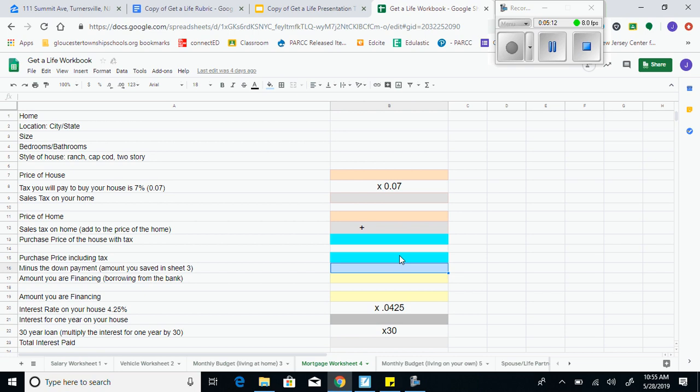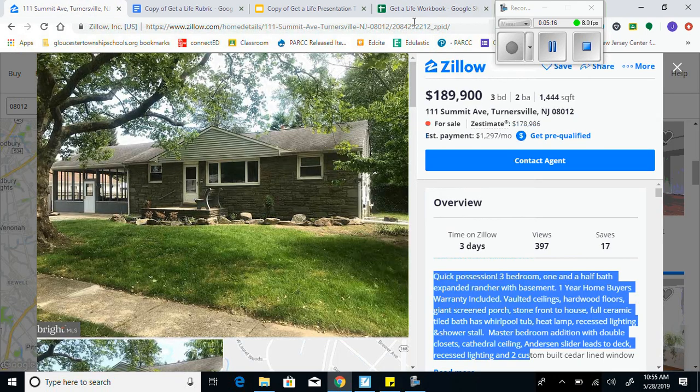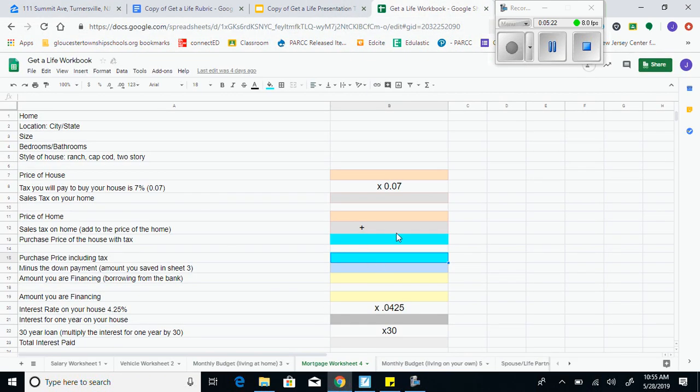So now I'm going to take my purchase price, which is $189,000. Oh, it's not that price. The purchase price is the price that includes the sales tax right here from line 13. So I'm going to take that amount, but I'm going to subtract out what I saved while living at home. This is the amount that I'm financing, which is also known as borrowing from the bank.